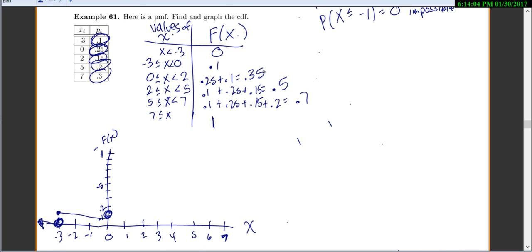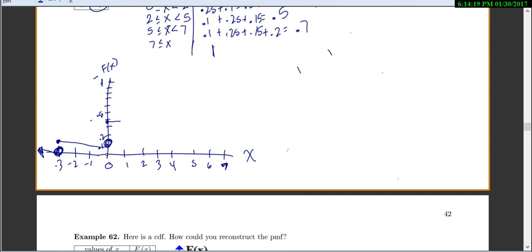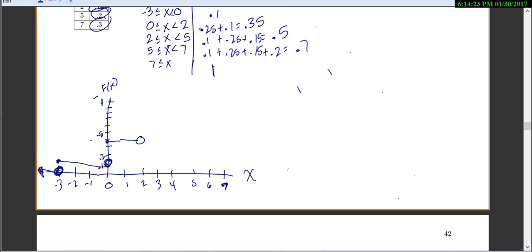And at 0, we get a jump up to 0.35. So at 0, we're at 0.35. Include the left, but not the right, and we get to go to 2. And at 2, we jump up to 0.5 and go over. Don't include the right endpoint.